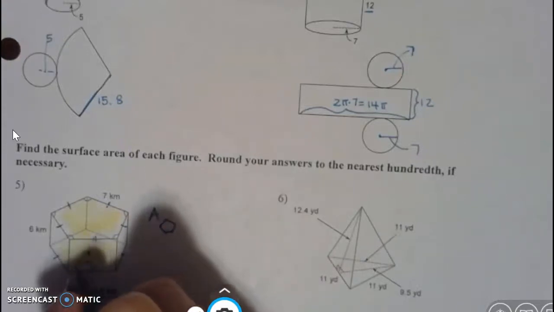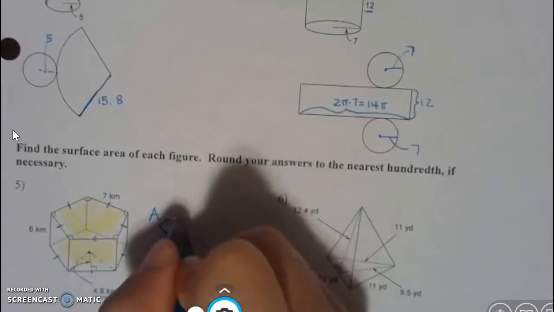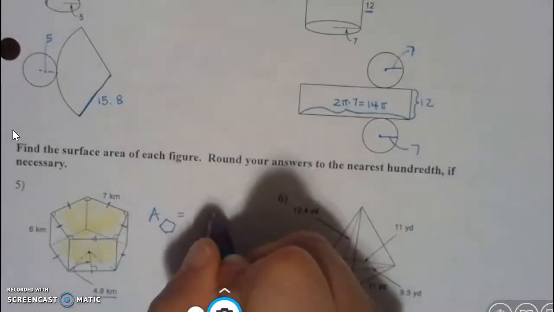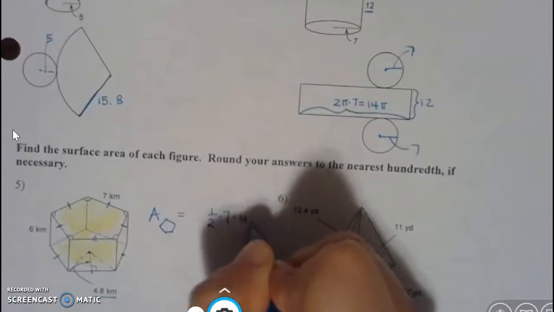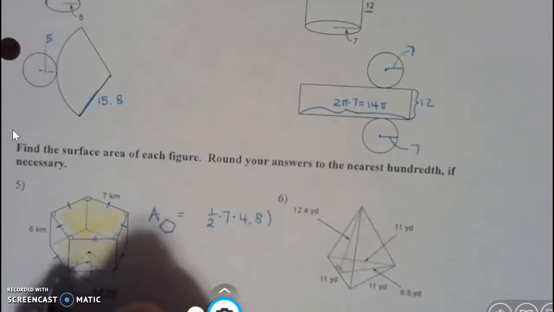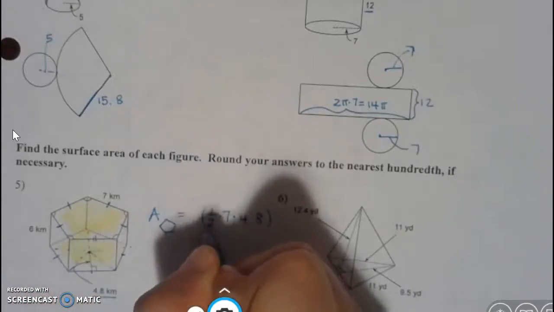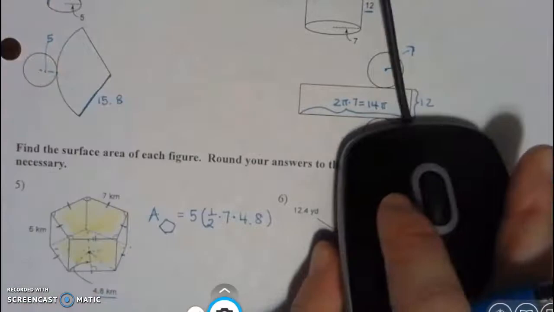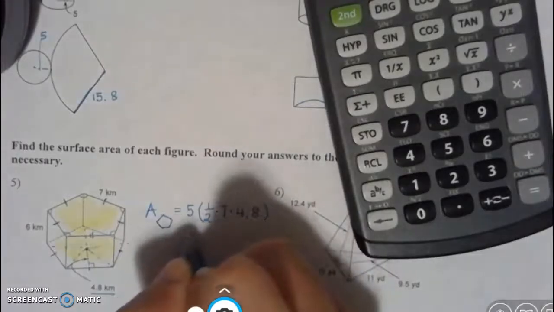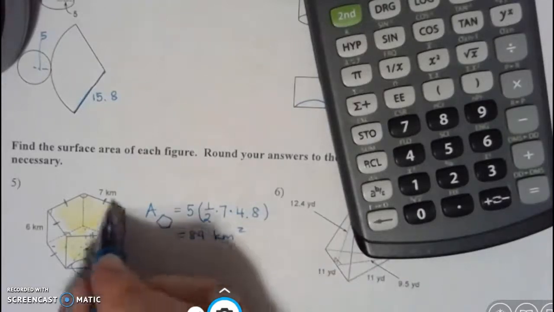So I can think of drawing a triangle like this. I know this length is 7 and this height of the triangle is 4.8. So the area of that little triangle is half times 7 times 4.8. And how many of these little triangles do we have for this pentagon? We're going to have 5. So we need to multiply that by 5. And when I use the calculator, I get 84 kilometers squared. So that's the area of one of the pentagons.